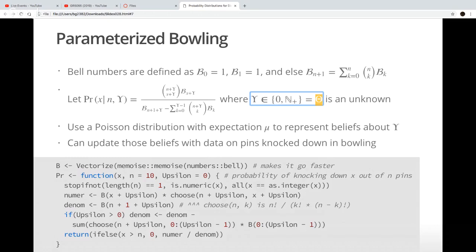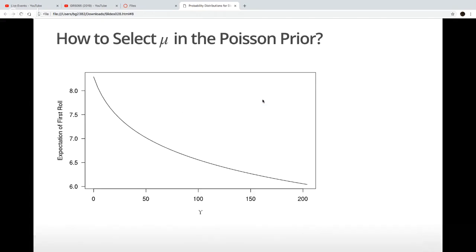So anyway, we have upsilon. We know it's a non-negative integer, and we have one distribution that we could use for non-negative integers. That's the Poisson, so we're going to go with it. And we just saw what the Poisson probability mass function is. It depends on one hyperparameter mu, which you are going to have to choose to express your beliefs about upsilon before you start seeing the data.